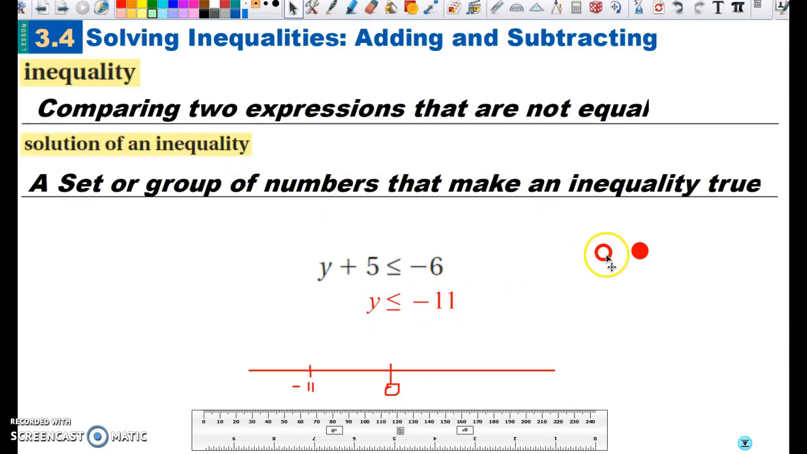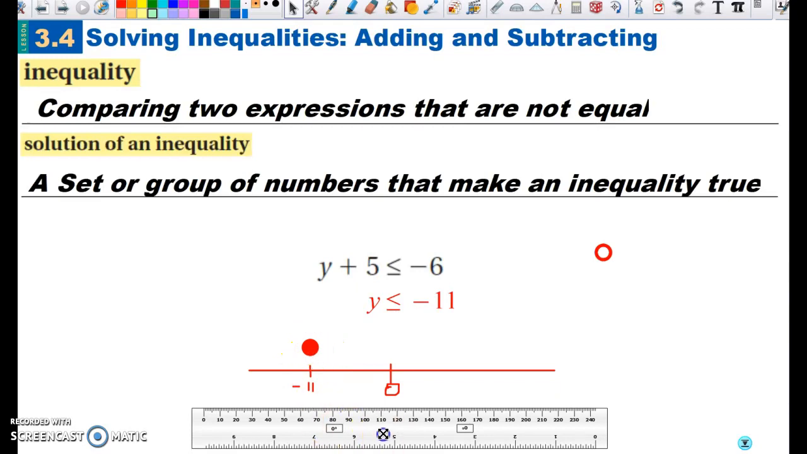So you see I have an open dot and a closed dot on my screen. Because I want to include the negative 11, I'm going to use the closed dot, and I'm going to place it right above or on top of negative 11. I like to put it above just because I think it's easier to see. If I want numbers that are smaller than negative 11, which direction is smaller, left or right?